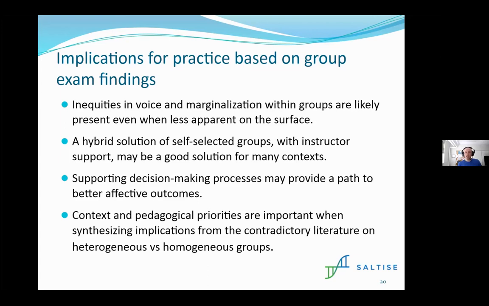Also, actually supporting their decision-making processes, talking to students about the value of getting everybody on board to agree to the answers before moving on and not just voting or not just going with the most confident person. We have lots of data from the surveys that are saying that consensus decision-making is really a key predictor. And then finally, context and pedagogical priorities are really important when you synthesize all these different things and try to actually do something in your own class, right?